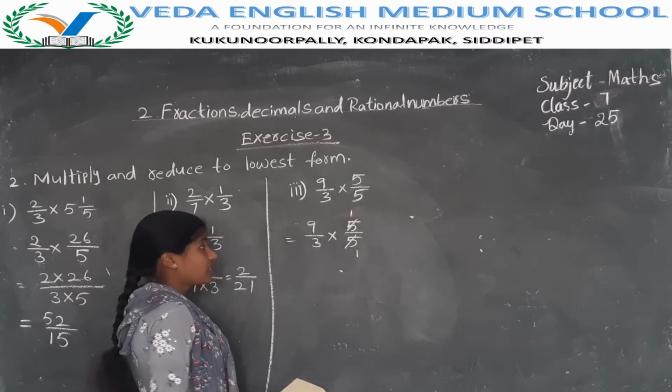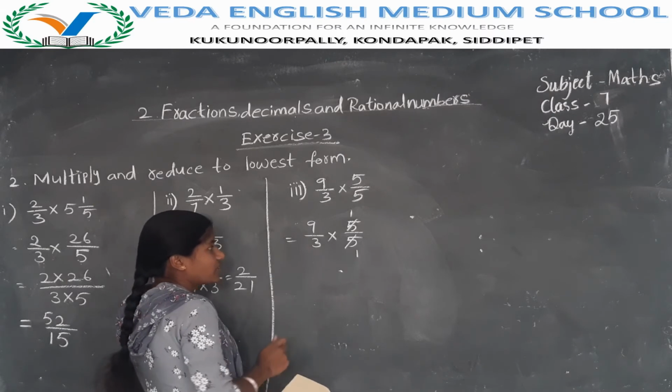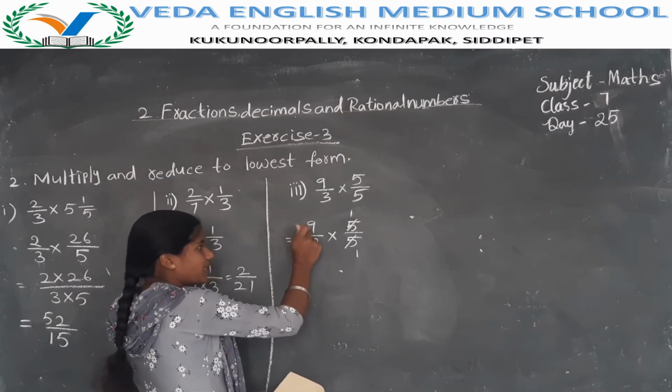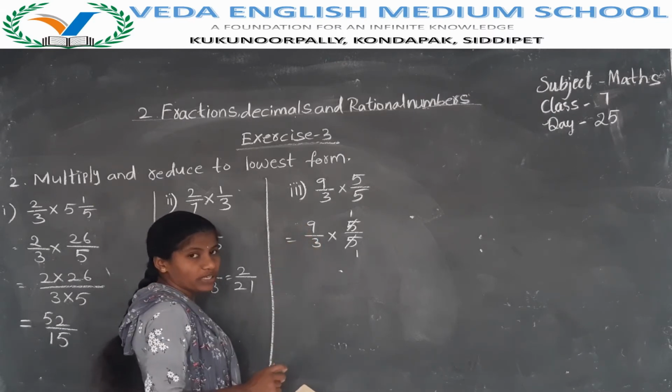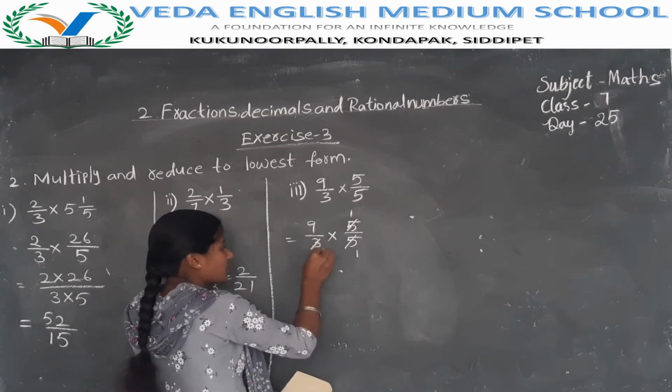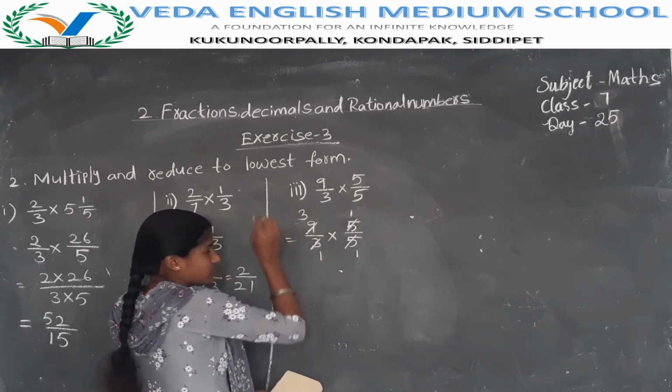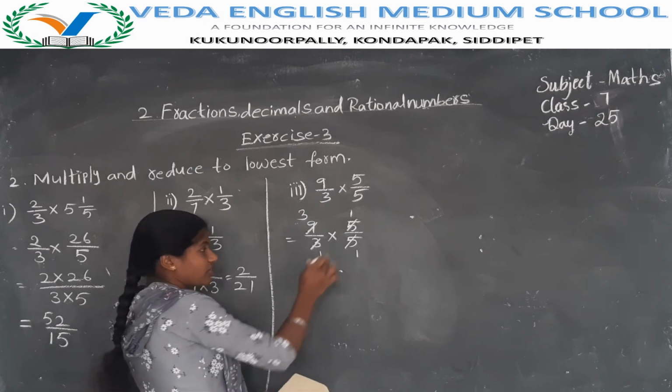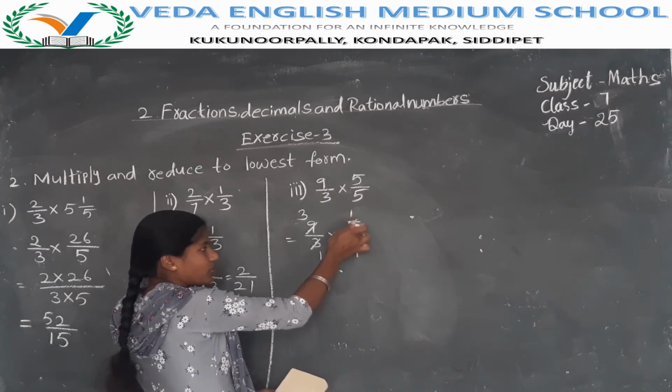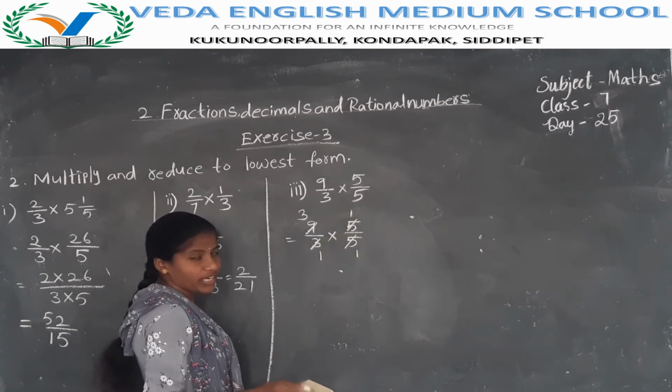Has completed. Next, come to the first fraction. Here 9 and 3, numerator and denominator both are possible in 3 tables. So 3 ones are 3, 3 3s are 9. Understand? 5 ones are 5. Here numerator and denominator both are same, so you can take 5 table.